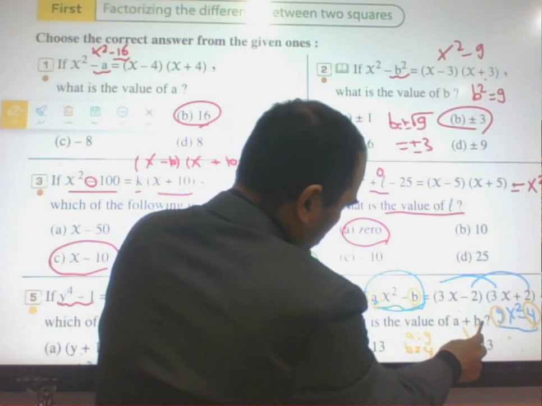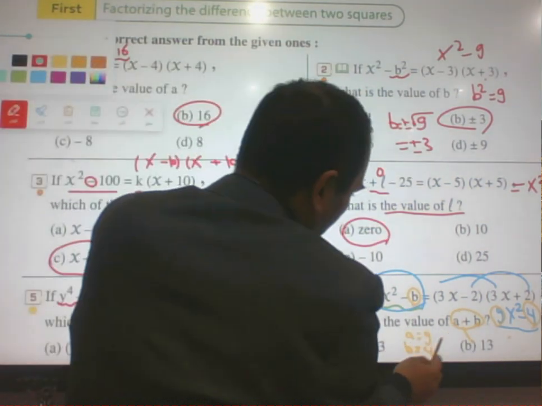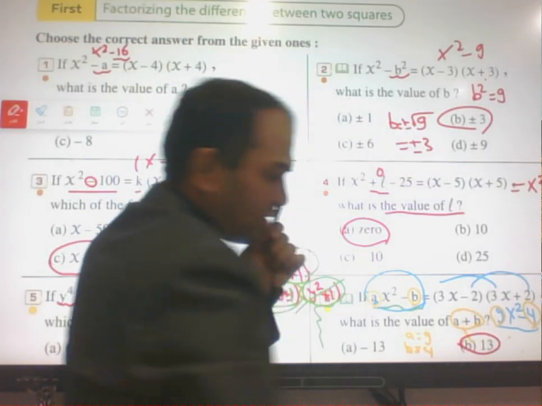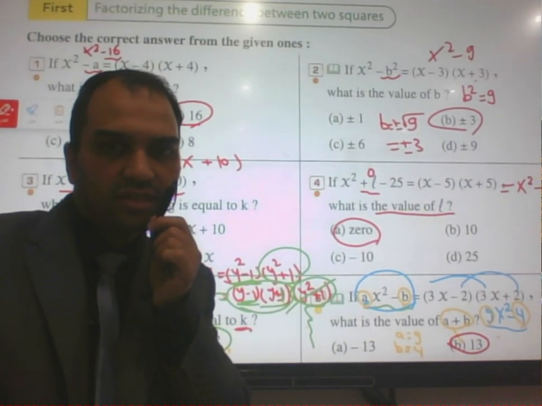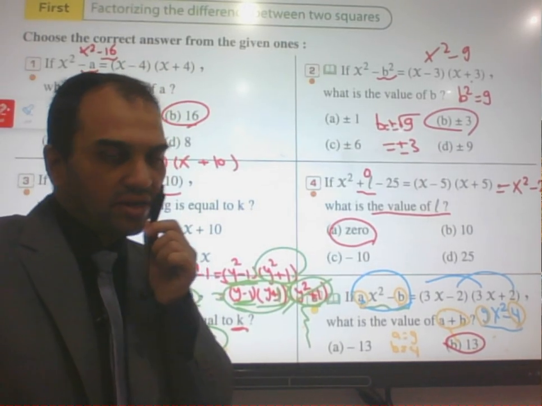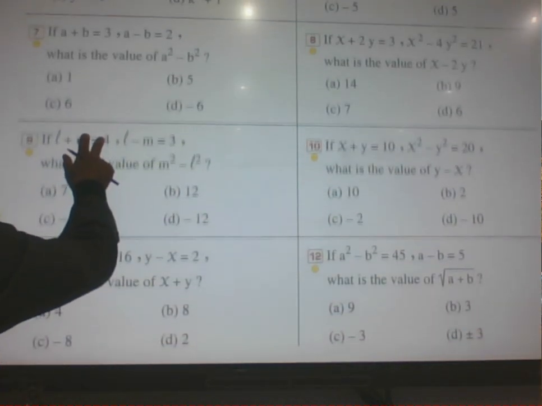Then he wants what? He wants a plus b. Then a plus b, we can collect two numbers. 9 plus 4 is 13. Then the answer here will be 13 for this question, okay? The answer will be what? Will be 13. It's the first group. Second group here, I will complete with you, okay, my students.